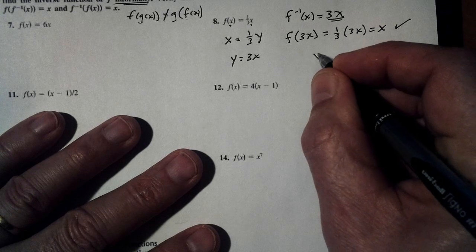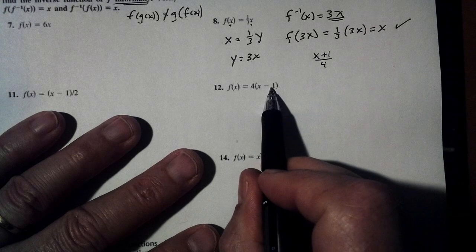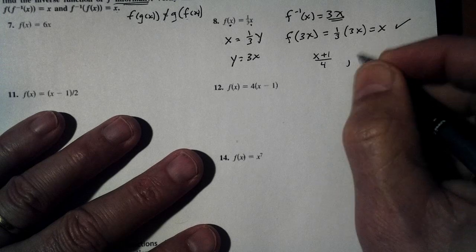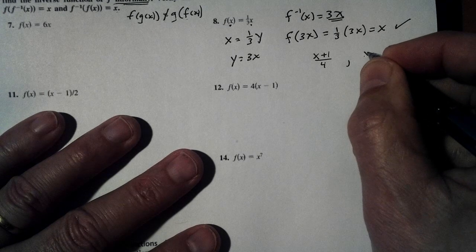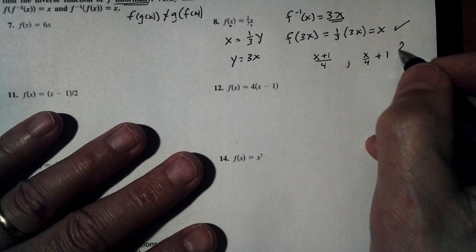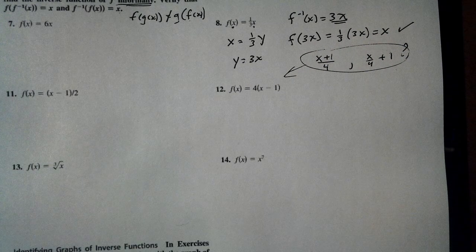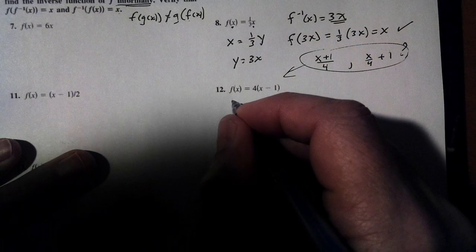I think I'm either going to be x plus 1 divided by 4, because I undo the 1, I undo the 4, but maybe it would be, I wonder if it's x, then divide by 4, and then add 1. Just a little thought bubble here for this one. Well, let's see. Let's go through the process.